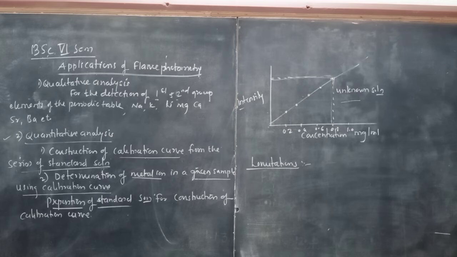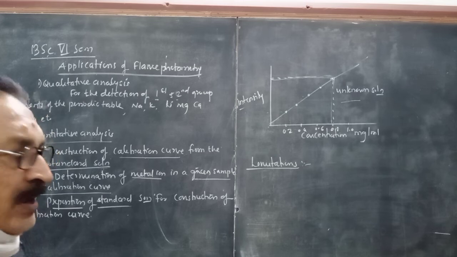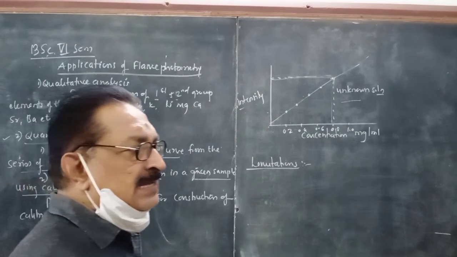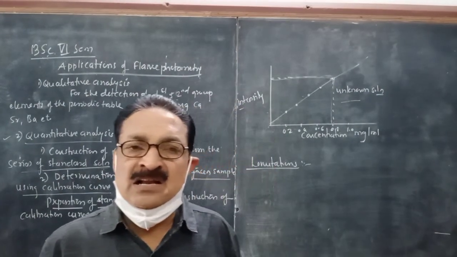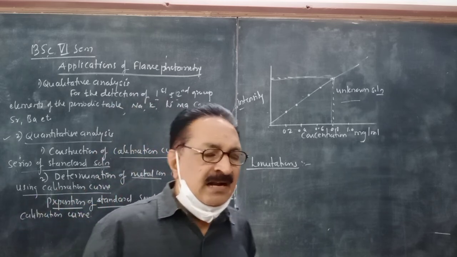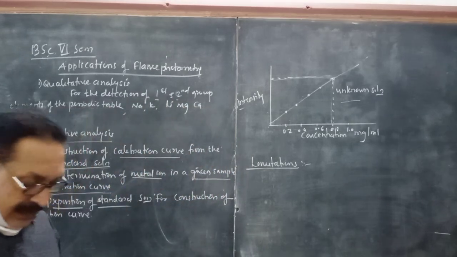This method is directly used for the detection of some noble metals, for example gold, which also imparts a particular color. Noble metals like gold, platinum, silver, even copper can be detected. But it cannot be used for direct determination of all the elements. This method is not useful for the detection of all the elements; only specific elements can be detected by this flame photometric technique.